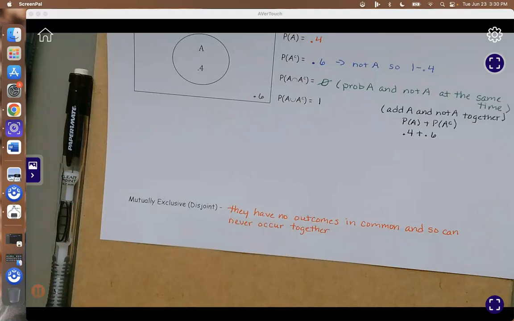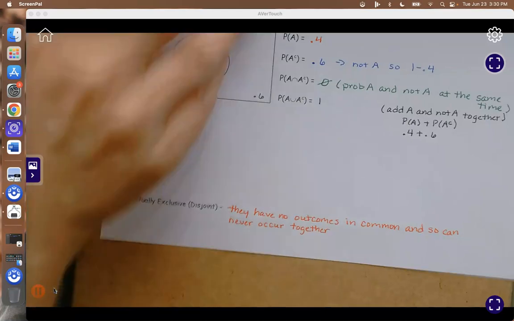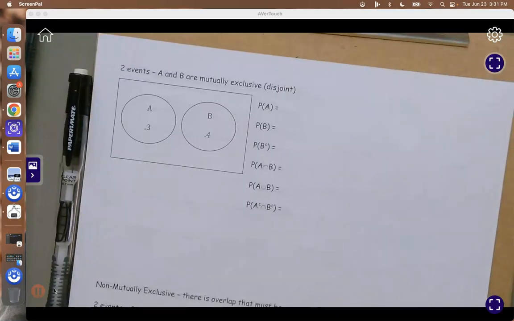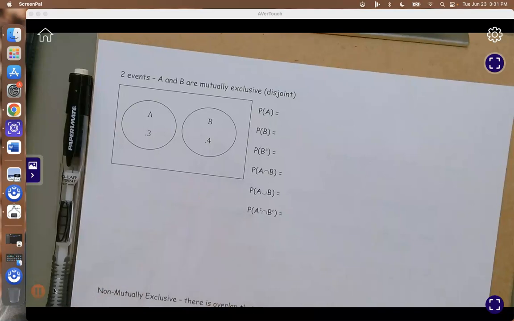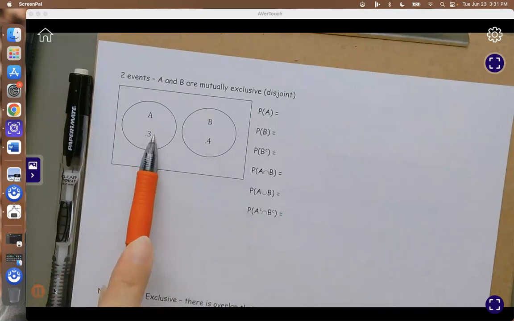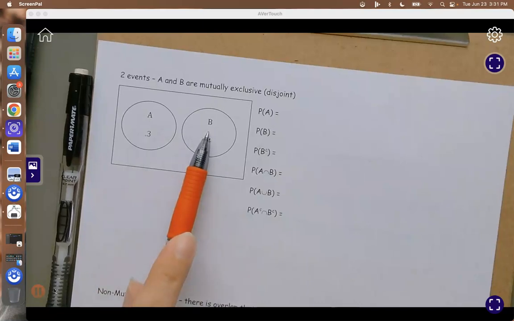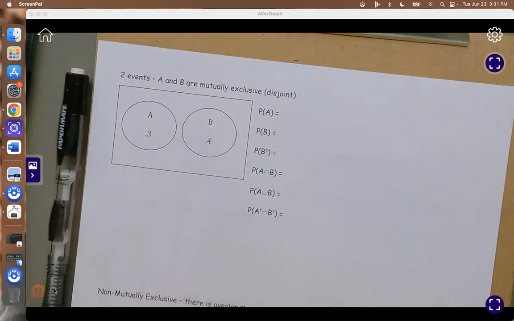When they're disjointed, that means they're not connected. Okay. So here we go. See how these two events are not connected? Okay, there's no overlap there. So we have 0.3 probability it's going to be A, 0.4 probability it's going to be B. So what's the probability it's not going to be either?